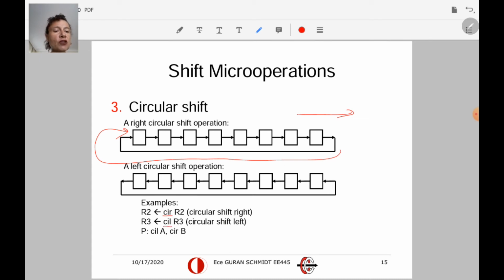So circular shift right, R2 is basically loaded with a circular shift right version of it. R3 is loaded with a circularly shift left version of it. Or on the condition P, you circularly shift left A and circularly shift right B. Okay.